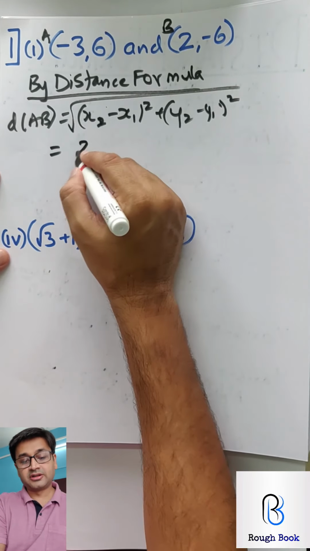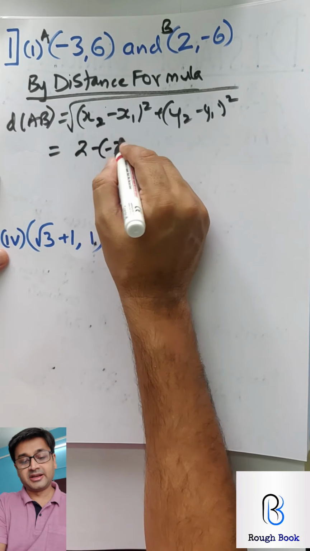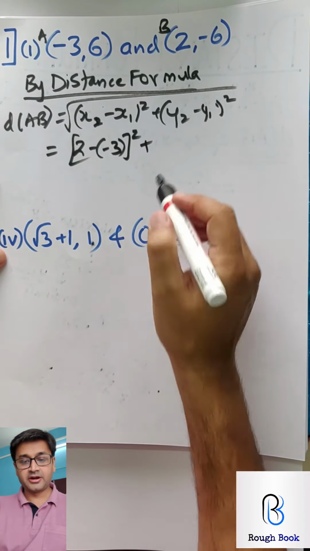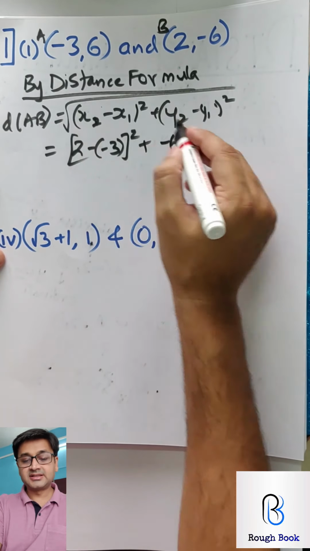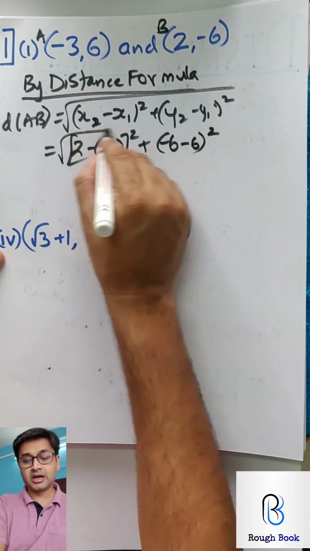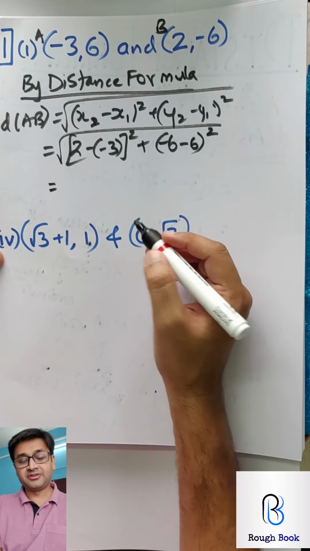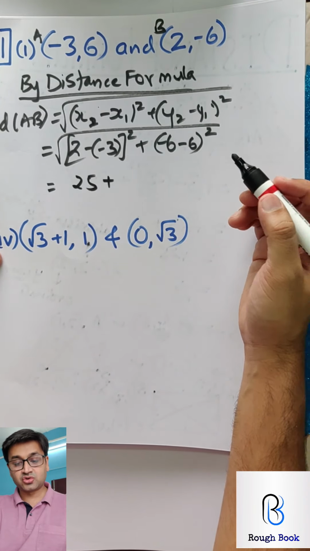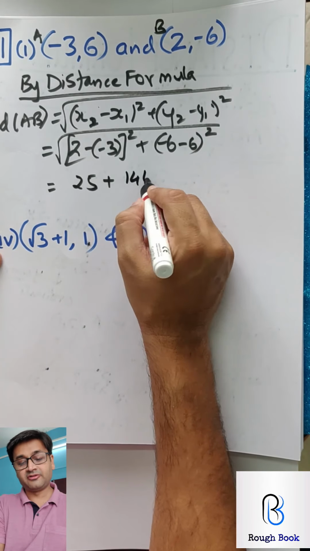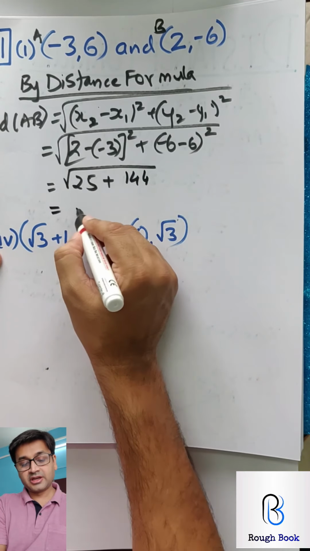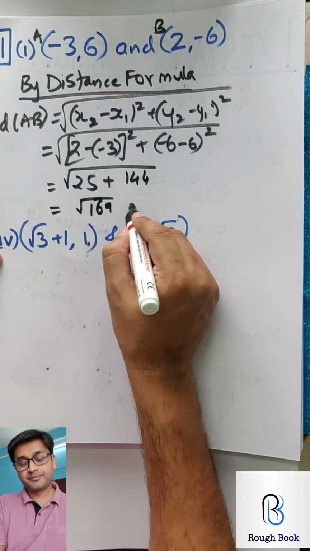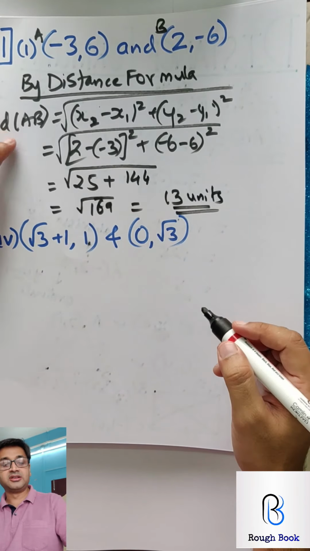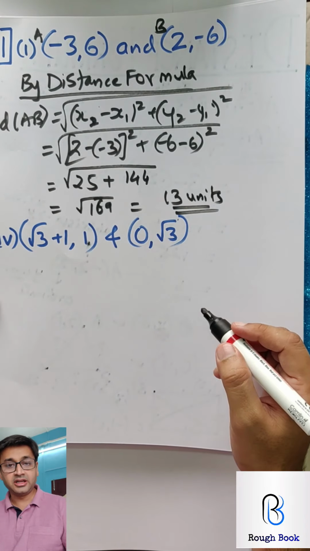What is your x2? That is 2. And what is your x1? So minus 3. Why are you all copying? Come on, pause. Go ahead on your own. Minus 6, the whole square under the root. So 2 plus 3, 5, becomes 25. Minus 6 minus 12, minus 12 square is 144, under the root. So I get it as root 169. That is 13 units. So we have managed to get the distance between these 2 points as 13 units.